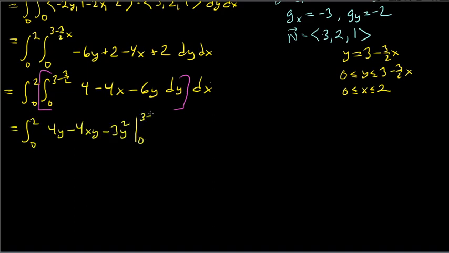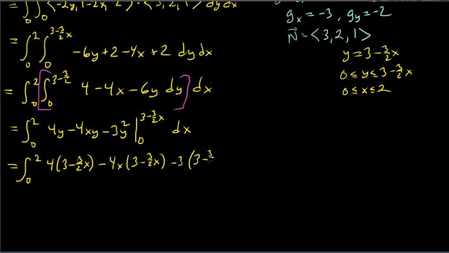And we're just plugging in this right here. So 4 times 3 minus 3 over 2x, minus 4x times 3 minus 3 over 2x, and then minus 3 times 3 minus 3 over 2x squared. All right. So at this point, this is just a single definite integral. I'm just going to throw this in the calculator because honestly, I probably don't have enough space to work it out. At this point, feel free to just use your calculator.